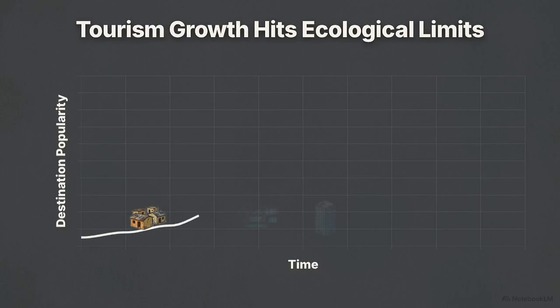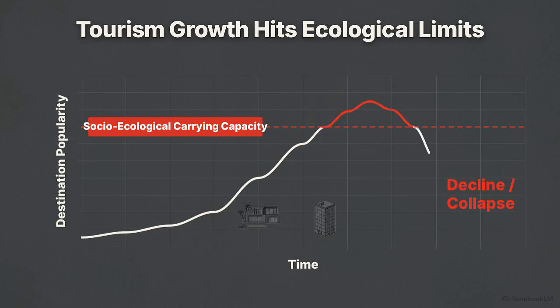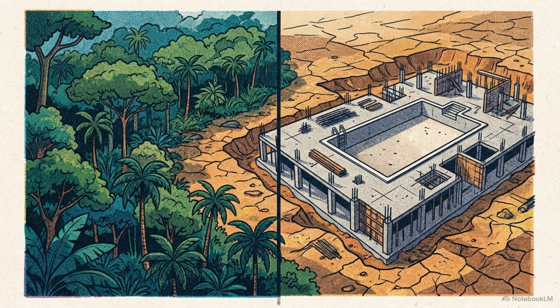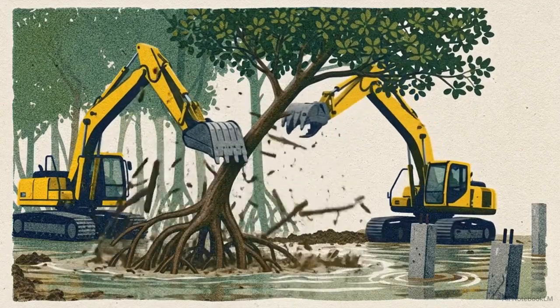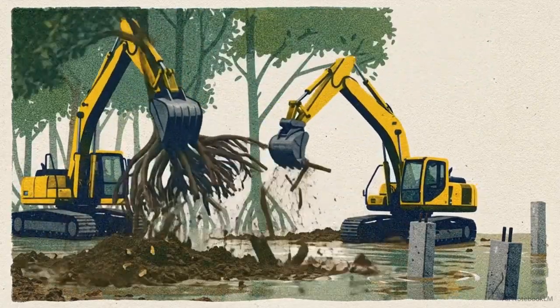Initially, popularity rises as capital floods in and tourist numbers spike. Eventually, growth hits a limit, the destination's socio-ecological carrying capacity. When extraction breaches this limit, the destination enters a sharp decline. Ignoring these limits leads to physical consequences, including the depletion of local water tables and deforestation. For example, protective coastal mangroves are often removed to make way for hotel foundations and shopping malls.